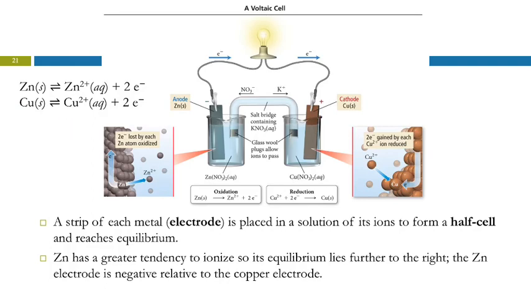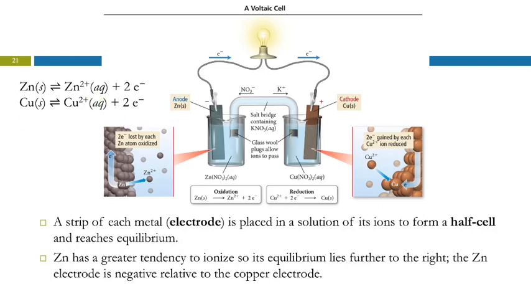Zinc has a greater tendency to ionize, and so its equilibrium lies further to the right. So it's got some electrons that are loose here. That causes this to have an overall negative charge and repels those electrons. The electrons are going to run this way, and they're going to come over here. When we put electrons in here, what does that do to this equilibrium?